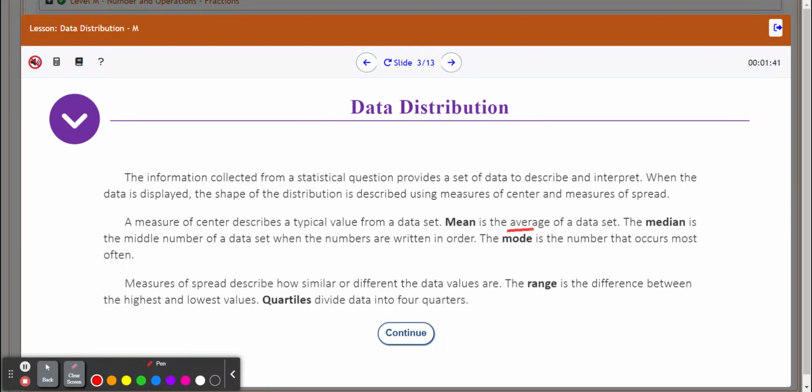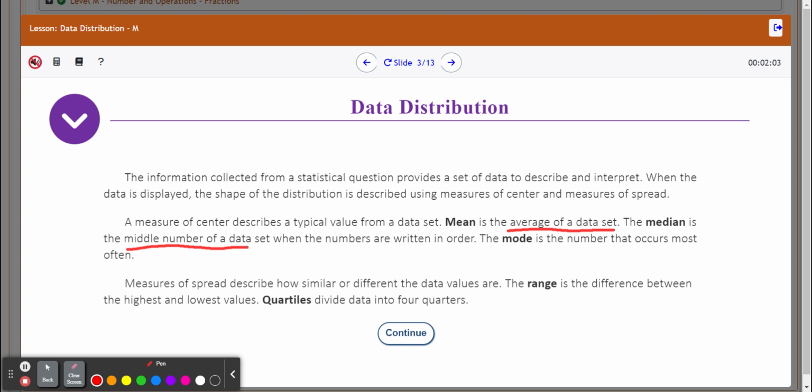Mean is the average of a data set. What that means is you take all your sets of data, add them all together, and divide it by how many sets you have. That gives you the average. The median is the middle number of the data. So I take all my numbers, I put them all out. Whatever number comes exactly in the middle is called the median.